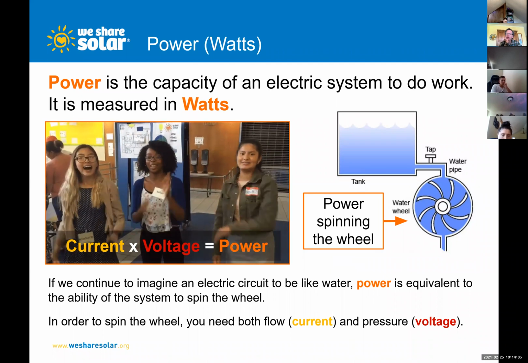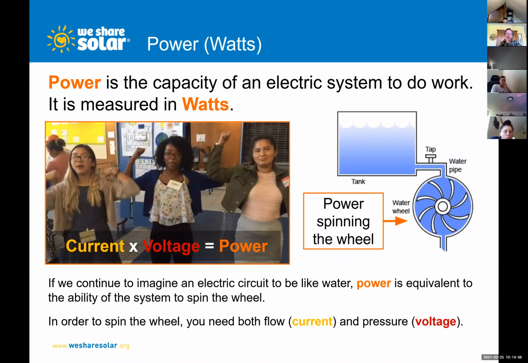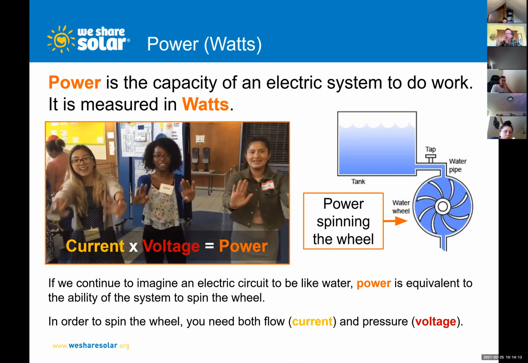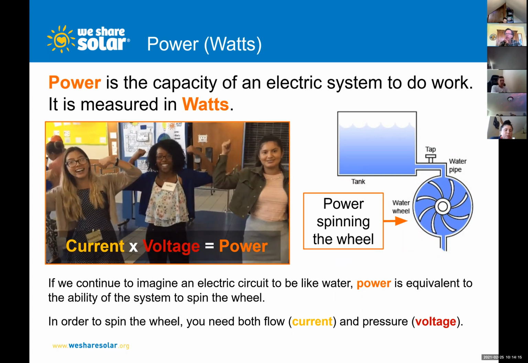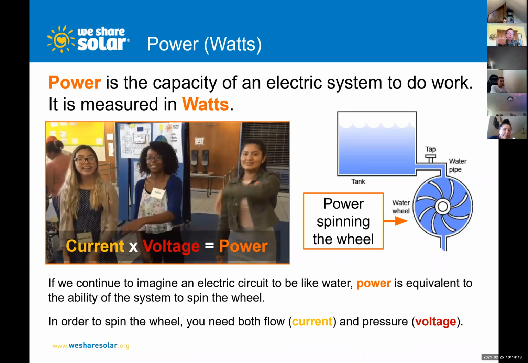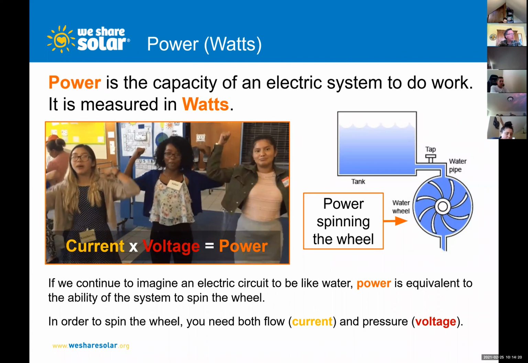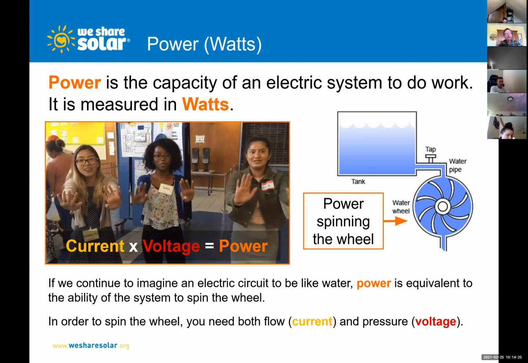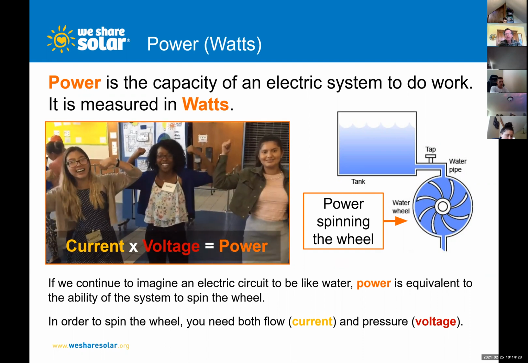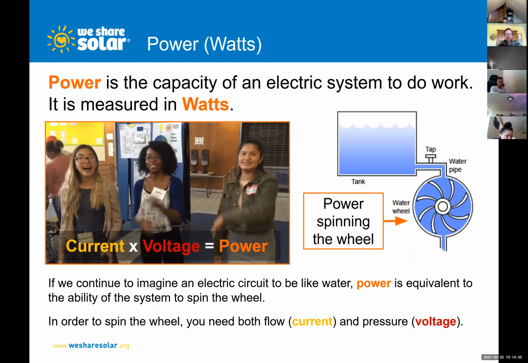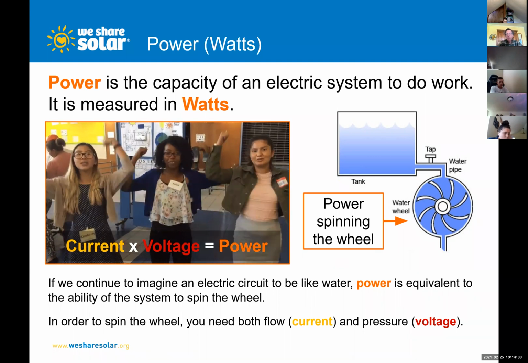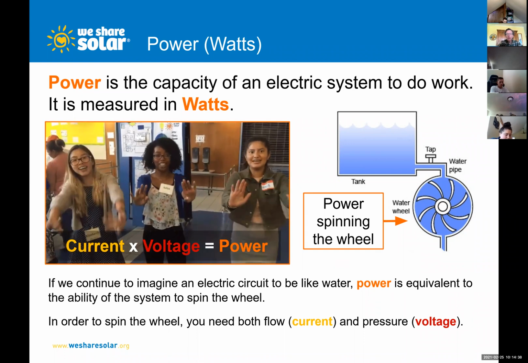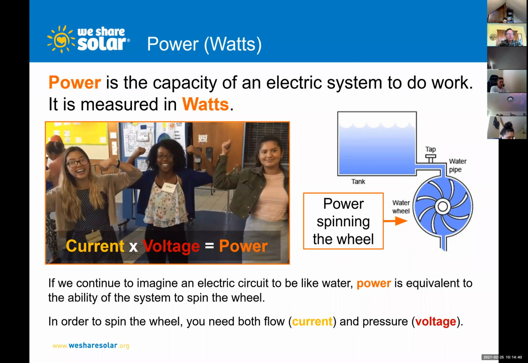All right, now here we've got a little film of these girls. I wish I could hear what they're singing. But power is the capacity of an electric system to do work, and it's measured in watts. So in our water tank image over to the right, power is the wheel actually turning as the water goes through. So it's actually a very simple equation. Power equals current times voltage, or we could say watts equals volts times amps.